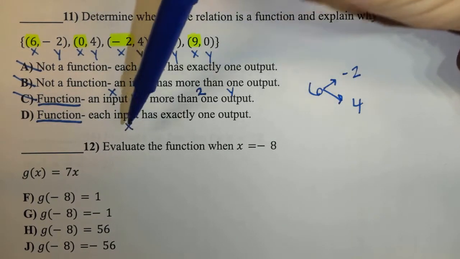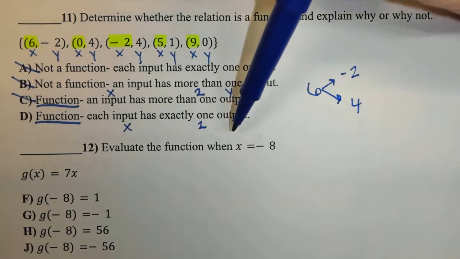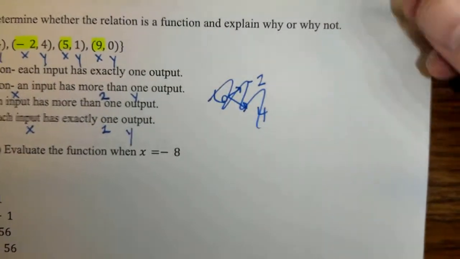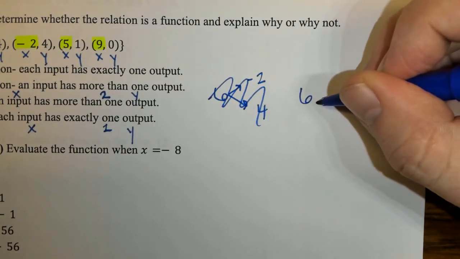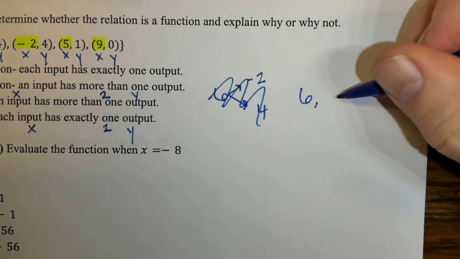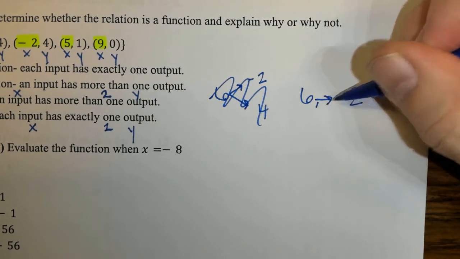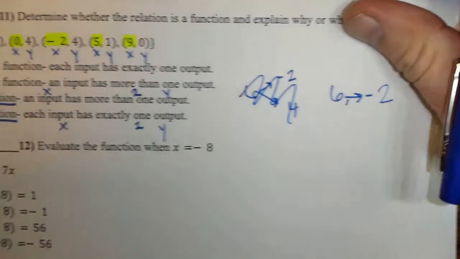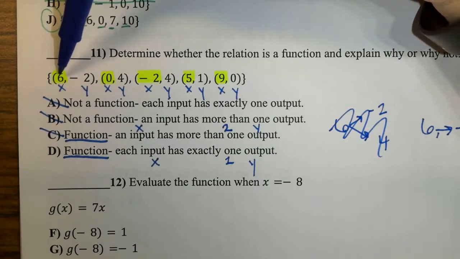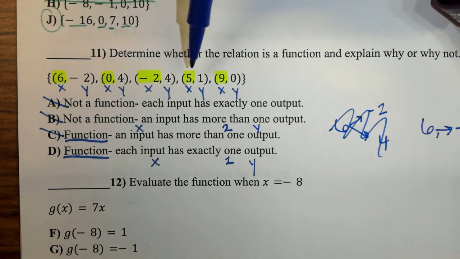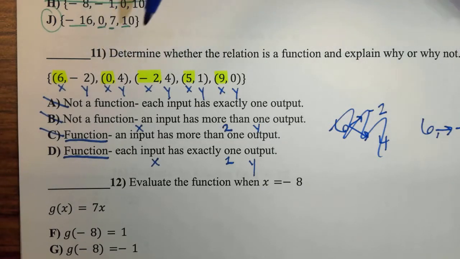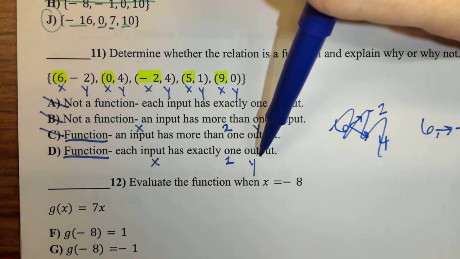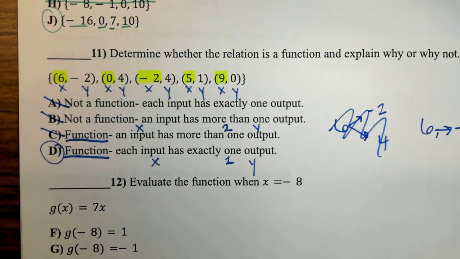Now let's look at D. Each input x has exactly one output y. Okay, so let's pretend this is gone. That's saying that each x, like negative 6, has exactly one y. And so it's like 6 is drawing an arrow to -2. I have no more arrows. And if I look up here, 6 only has that one y. There's no other 6 up here. And just like the rest of these, no x repeats, which means each x has exactly one y. They don't repeat, which would make that a function.